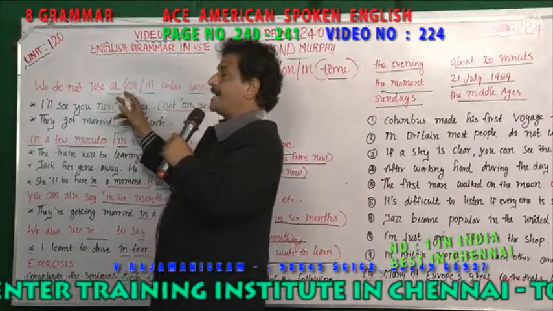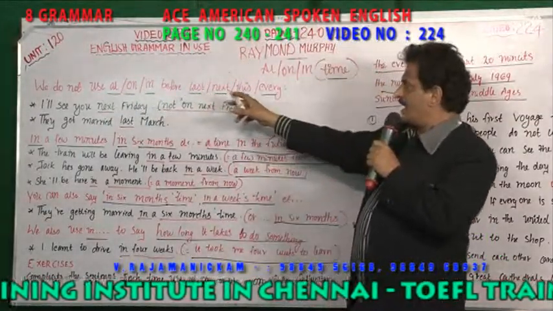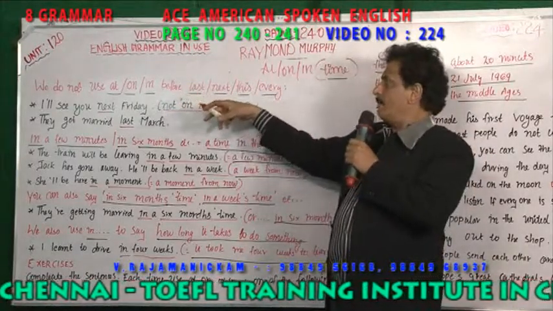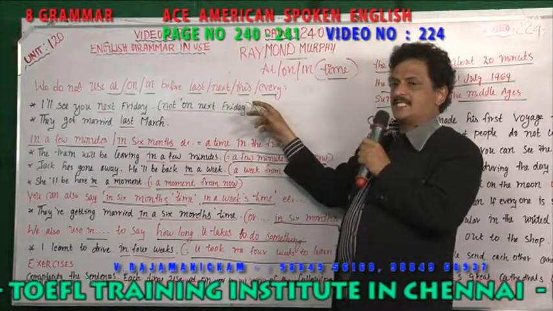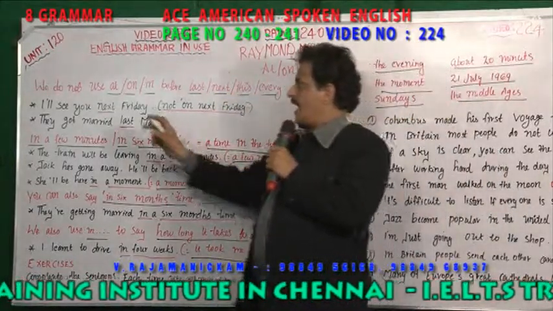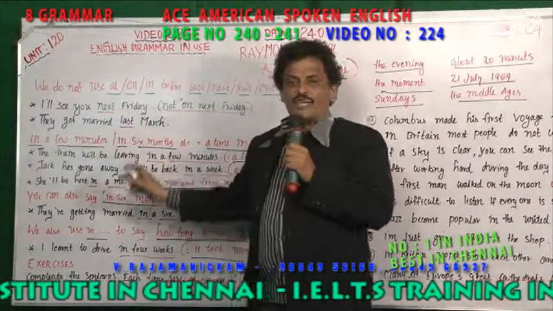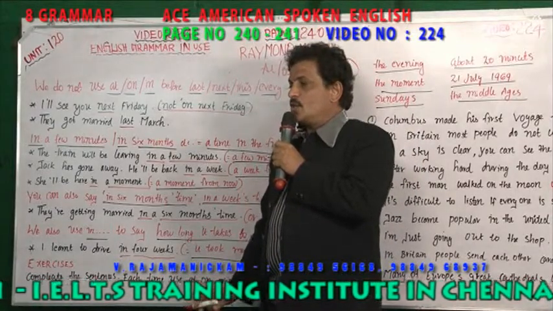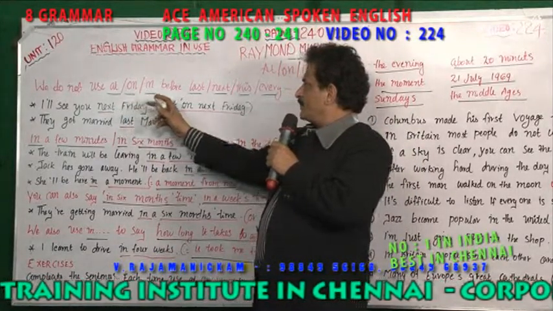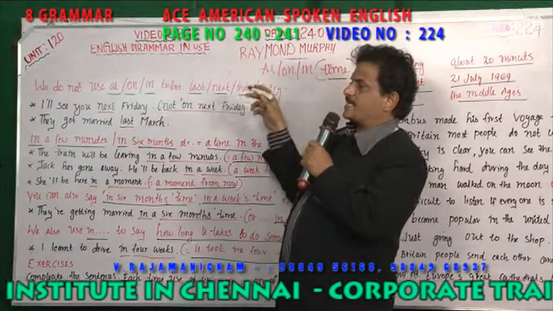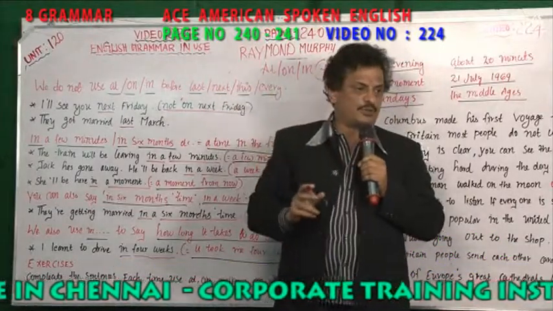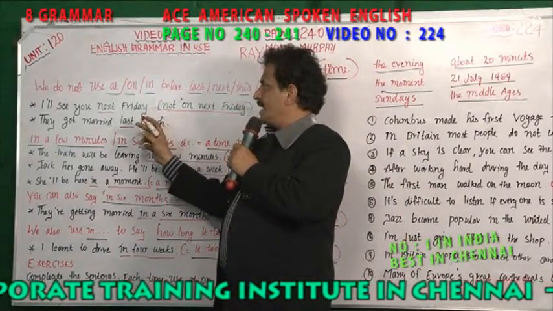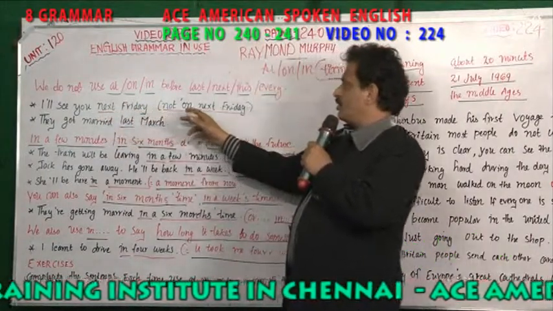We don't use at, on, in before last, next, this, every. We don't use prepositions before last, next, this, every. See here, "I'll see you on next Friday." Is it correct? No. Before next, last, this or every, you are not supposed to use prepositions like on, in or at. I'll see you next Friday, not on next Friday.